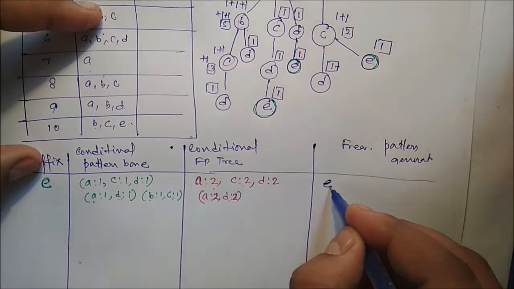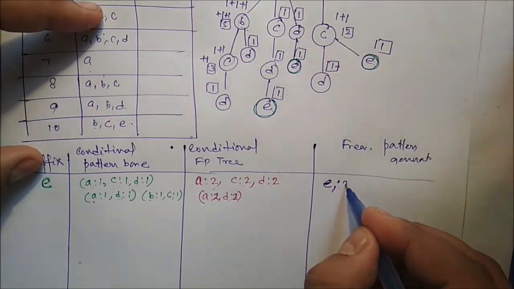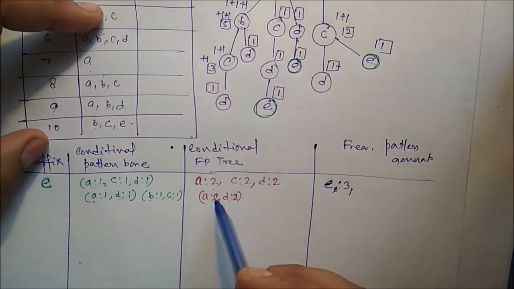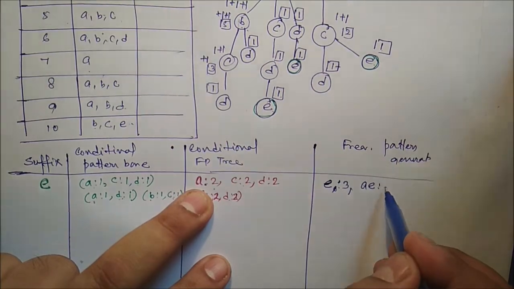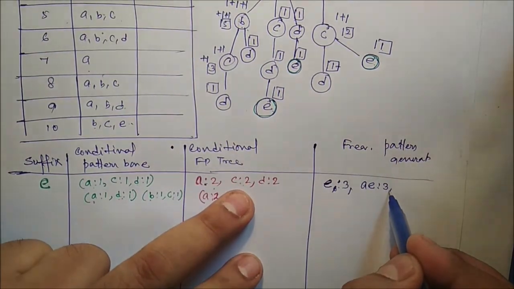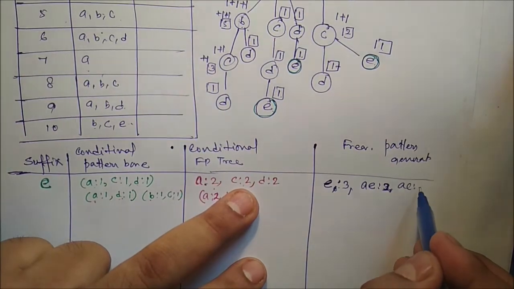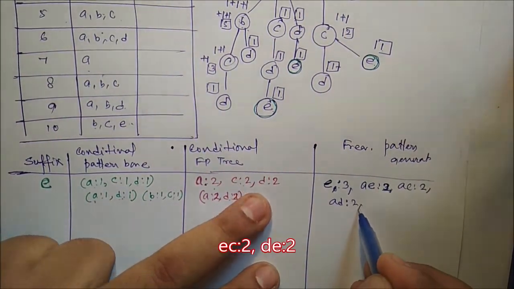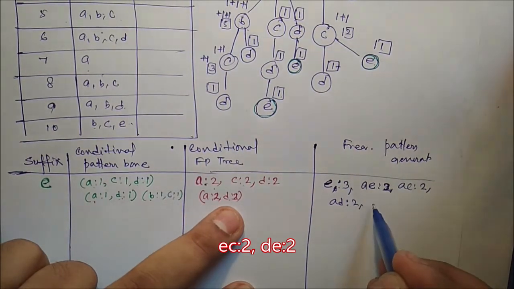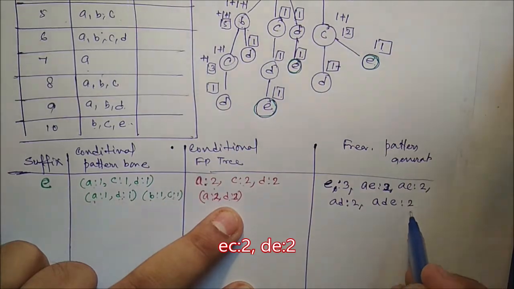So E must be there. How many times? You can see it is 3 times. Okay, then from this A we can write AE. How many times? For this, sorry, 2 times because it is 2. Then AC, how many times? 2 times. For AD, how many times? 2 times. And using this AD you can write ADE for 2 times.